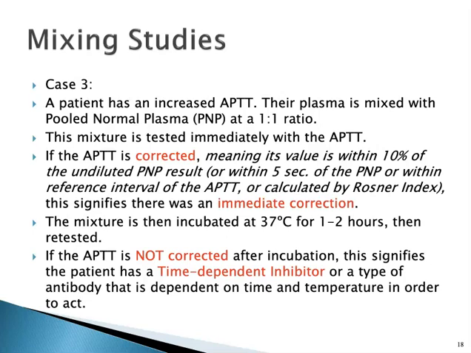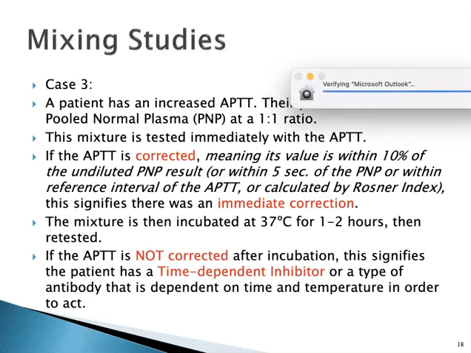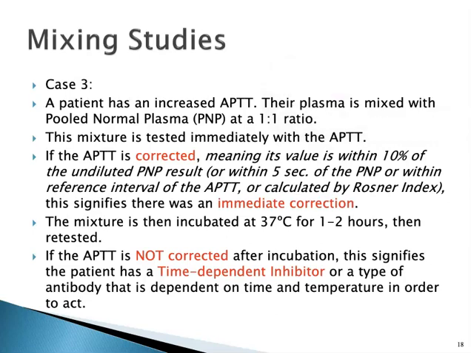When we have an immediate correction, we have to go ahead and incubate a new aliquot. So we make a new specimen, a 1-to-1 ratio, 1 part patient, 1 part PNP. Then we incubate that for about 1 to 2 hours at 37C, and then we retest that. If the APTT of that new incubated aliquot is not corrected after incubation, this signifies the patient has a time-dependent inhibitor, or a type of antibody that is dependent on time and temperature in order to act.